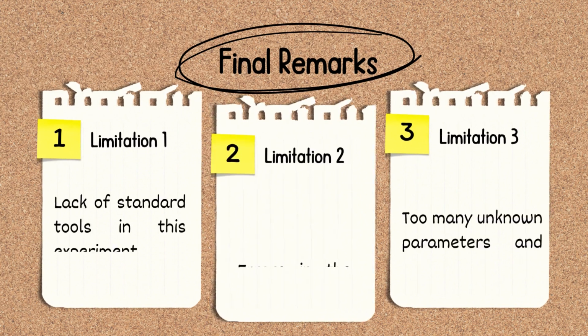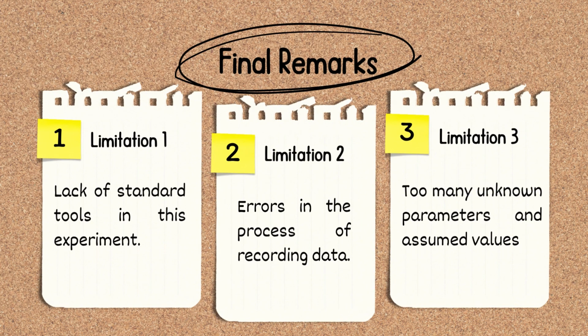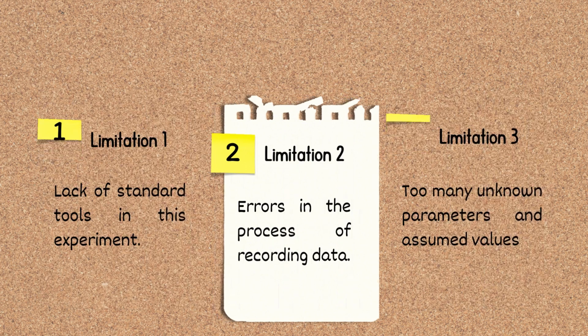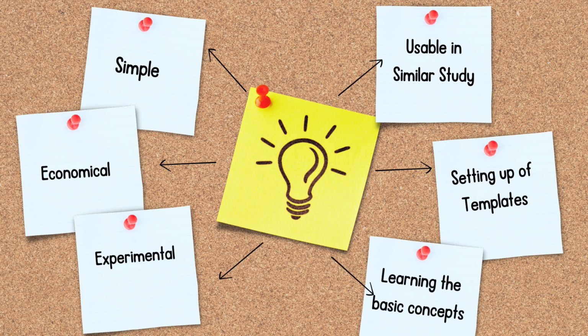The limitations are: lack of standard tools in this experiment. Errors in the process of recording data. Too many unknown parameters and assumed values. Here are some benefits. The process is simple, economical, and experimental. It helps in learning the basic concepts, helps to set up templates for computation, and some ideas can be used for similar studies further.